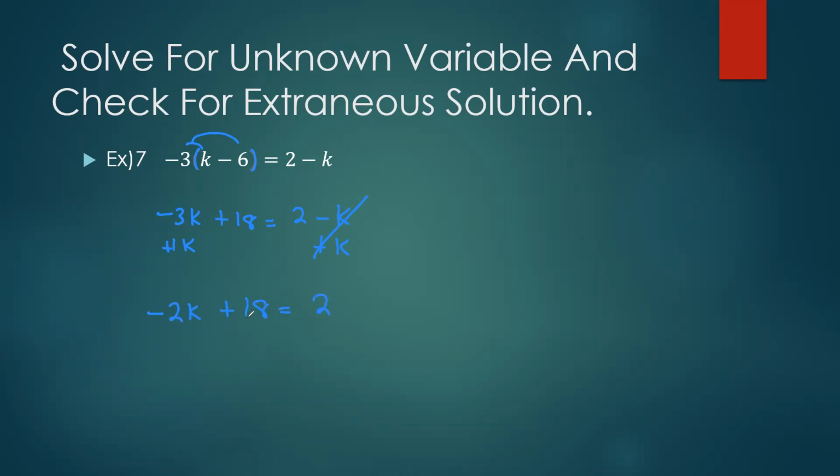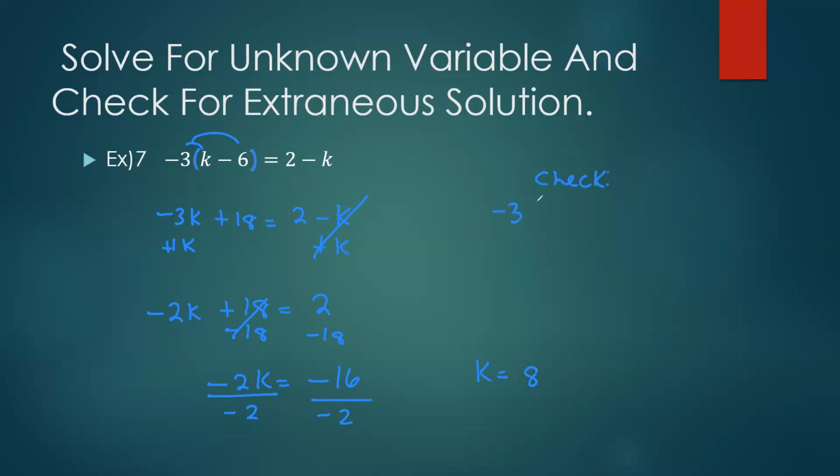Now let's get all the constants on one side by subtracting 18. Cancel, so you're left with negative 2k. And then on the right, 2 minus 18 is negative 16. And then what we're going to do is solve for k by dividing by negative 2. And I get 8. Check.